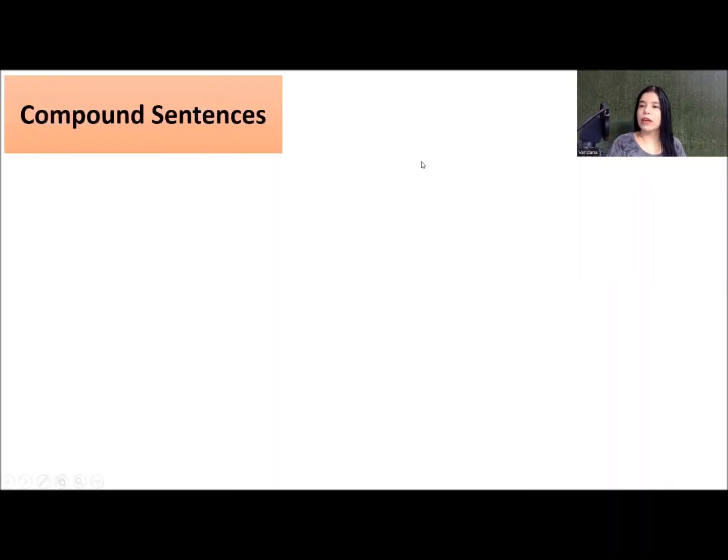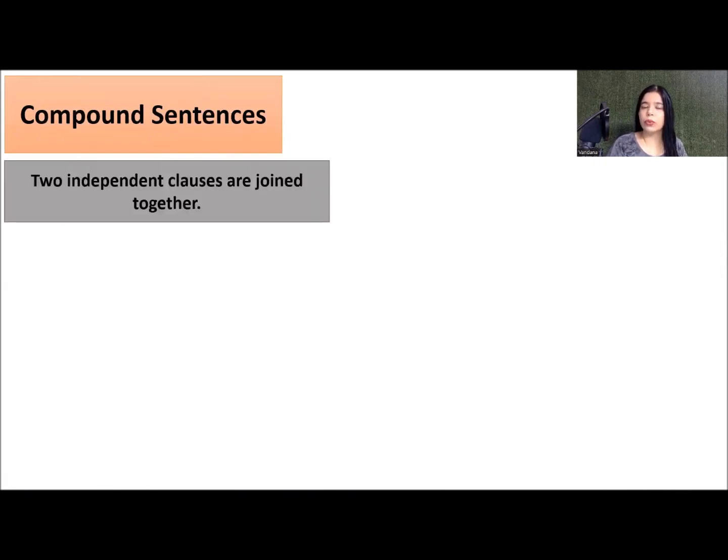Let's take a look. So let's talk about compound sentences first. Now, what are compound sentences? In compound sentences, we join two independent clauses together with the help of a conjunction. Now, what's this independent clause?